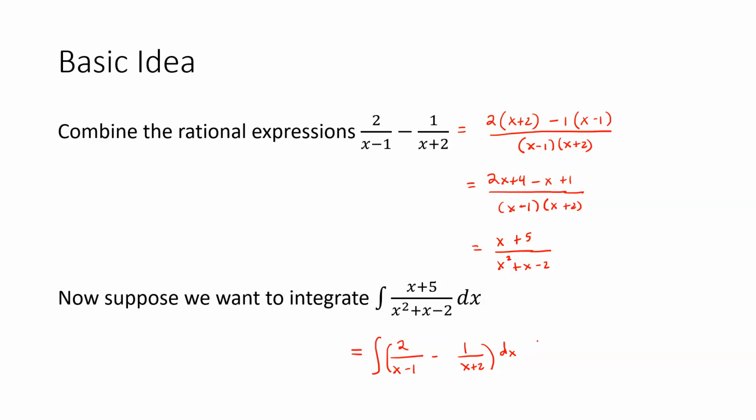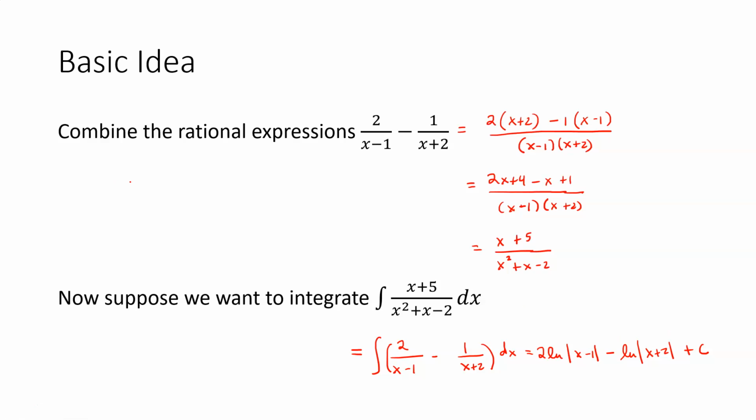2 over x minus 1 when we integrate will be 2 times ln of |x minus 1|, minus the integral of 1 over x plus 2, which will be ln of |x plus 2|. And so once it's in that form, it's much easier to integrate.